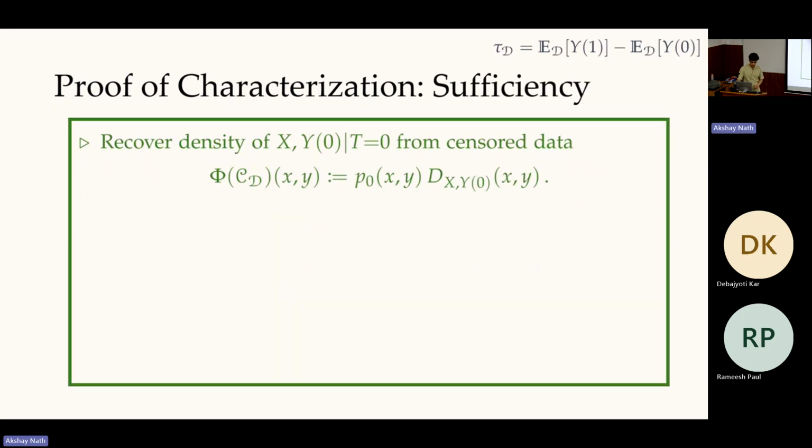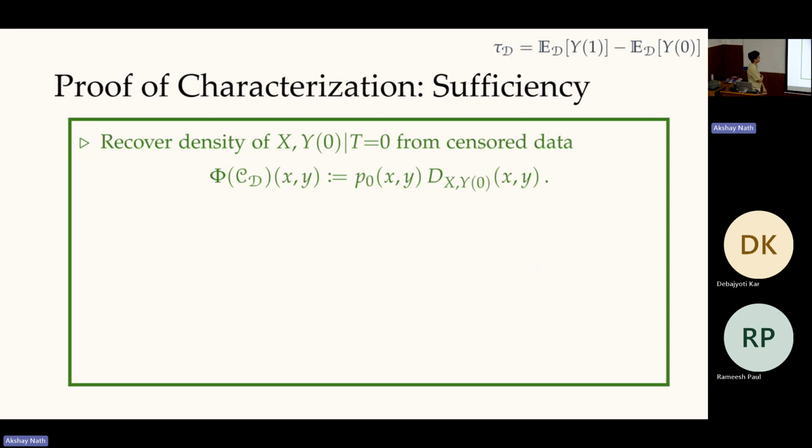So let me first prove the easier part of the result, which is sufficiency. Let's assume that the condition that I mentioned holds. And recall that the average treatment effect is the difference of these two expectations. I split up the expectation into two parts. I'll only talk about sufficiency of estimating the second one, because you can use symmetric techniques to estimate the first one, and then take the difference. So we just want to identify the expected value of Y0, which is why I'll have Y0 here. Okay.